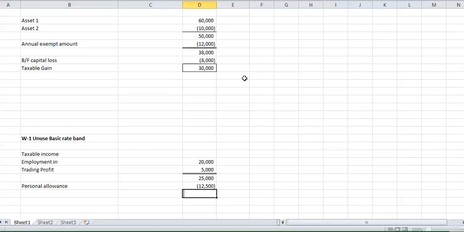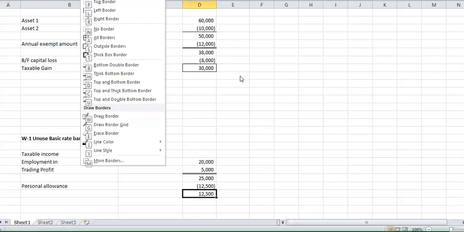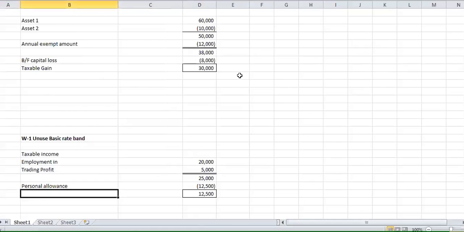So after that, we have taxable income. So we have taxable income of 12,500.